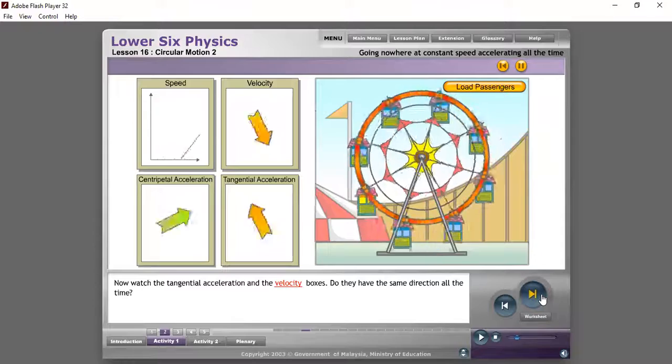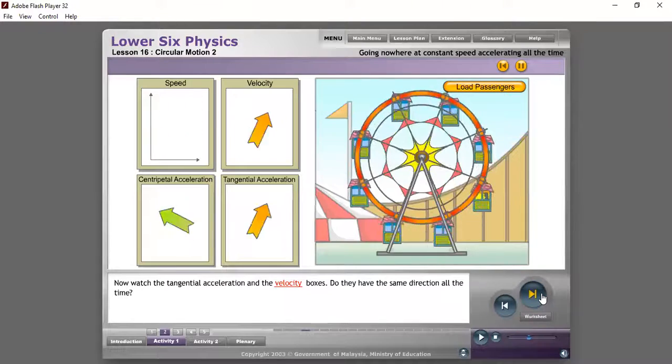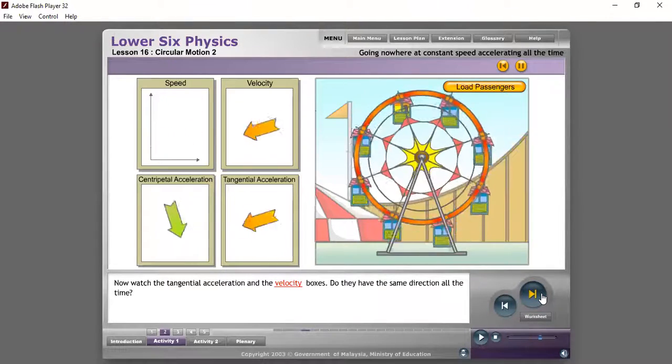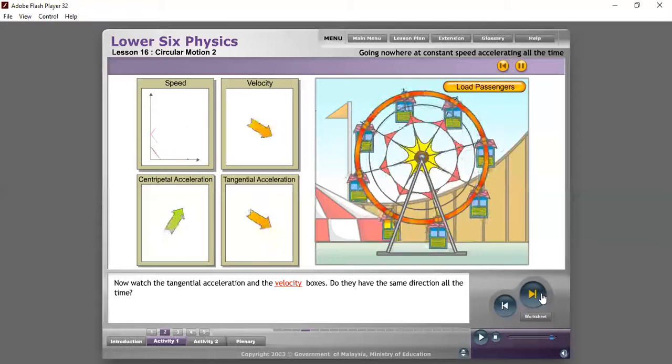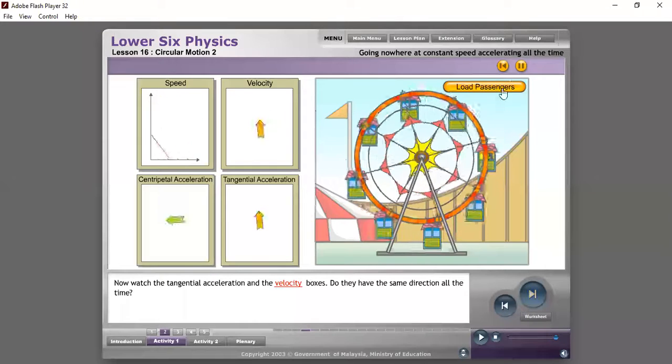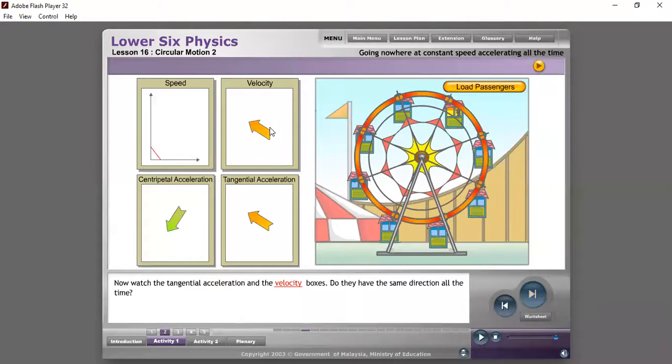Now watch the tangential acceleration and the velocity boxes. Do they have the same direction all the time? So now we notice, do they have the same direction? No, the centripetal acceleration and the velocity are always at 90 degrees. Answer: no. They have the same direction when speeding up and opposite direction when slowing down.